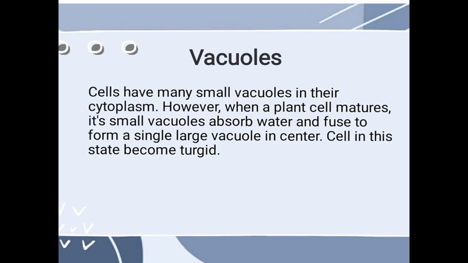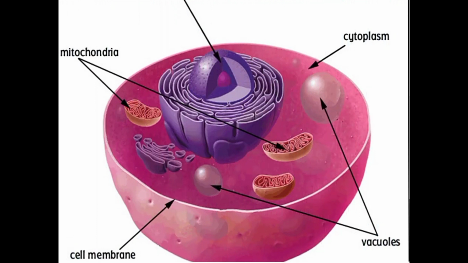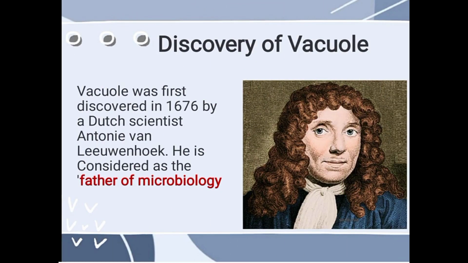The last organelle of today's topic is the vacuole. Cells have many small vacuoles in their cytoplasm. However, when a plant cell matures, its small vacuoles absorb water and fuse to form a single large vacuole in the center. Cells in this state become turgid. Vacuoles were first discovered by a Dutch scientist, Antonie van Leeuwenhoek.